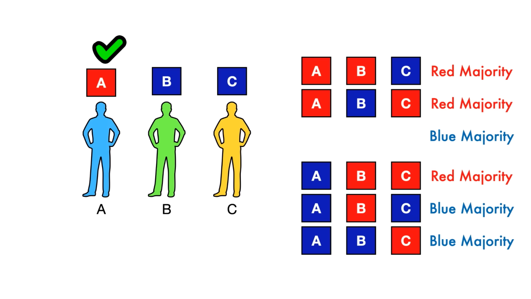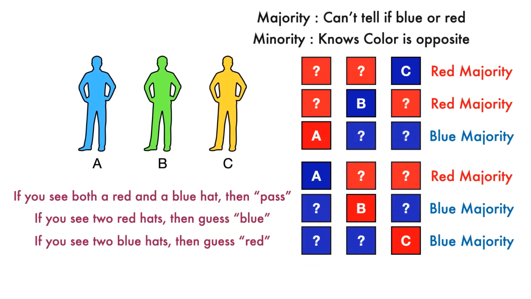So now the idea is to get the player with the minority hat color to guess and force the other people to pass. So here is the strategy. If you see both a red and a blue hat, then pass. If you see 2 red hats, then guess blue. If you see 2 blue hats, then guess red.